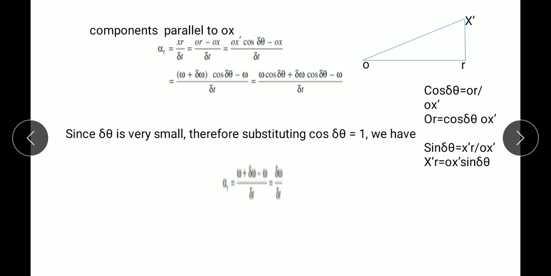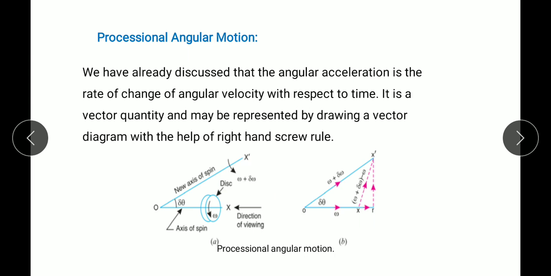So here, components parallel to OX. Parallel to OX means we will always see the triangle. So here alpha t parallel to OX is alpha t equal to xr divided by delta t. Why do we take delta t here? A small change in time is considered as delta t. So xr divided by delta t.